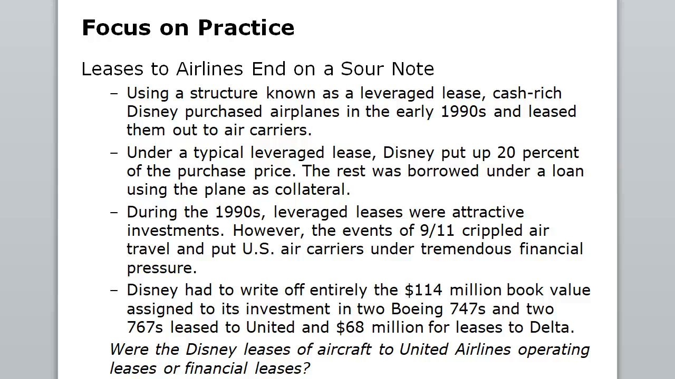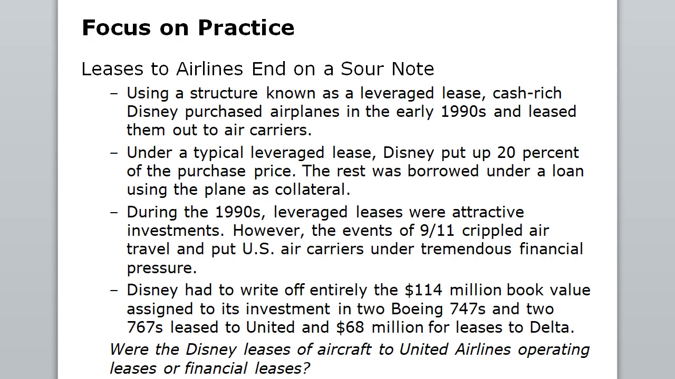So during the 90s, these leveraged leases were attractive investments. However, after the effects of 9/11 on air travel, which reduced the number of people traveling, the carriers had a lot of financial stress. There was also a depressed economic state at that period, so fewer people were traveling. So Disney had to write off nearly $114 million of book value assigned to this investment in two Boeing 747s and two 737 leases to United and $68 million for leases to Delta.